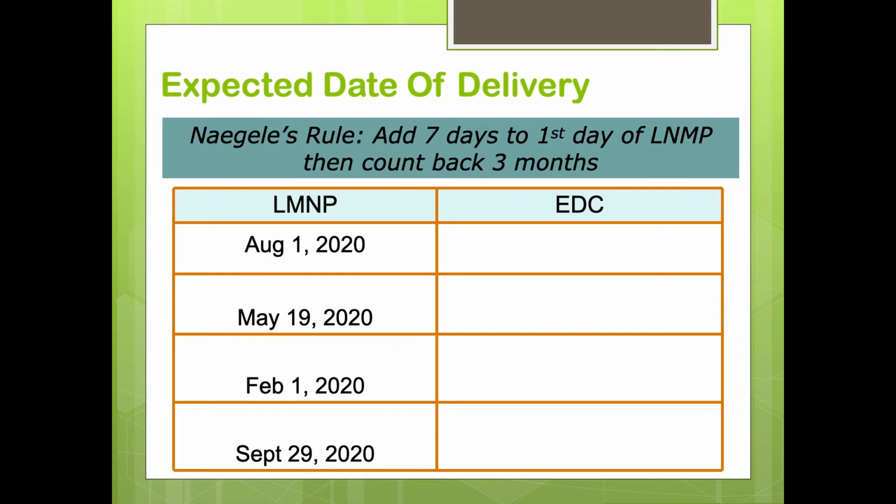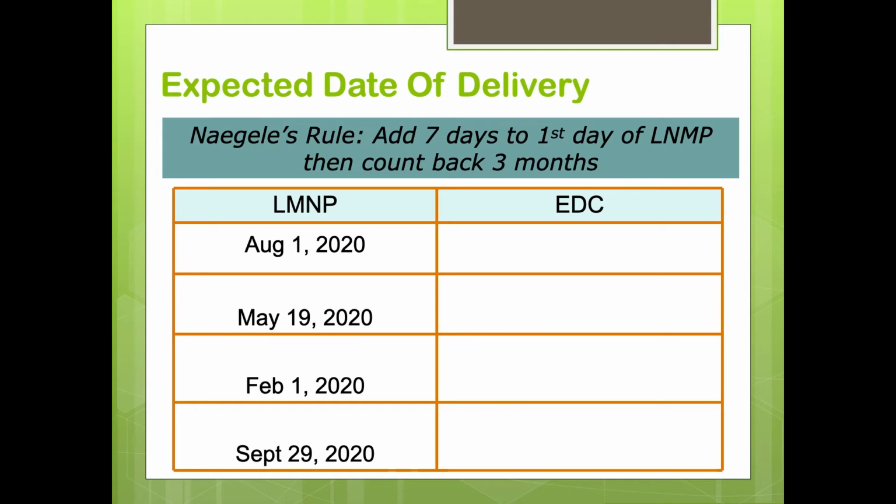Same thing. For May 19, 2020, what is the EDC of this patient? So 19 plus 7, that is 26, and you go back 3 months, so that is February 26, 2021. For February 1, 2020, that would be November, right? You go back a year. So November, December, January, February. Okay, so November 8, 2020.